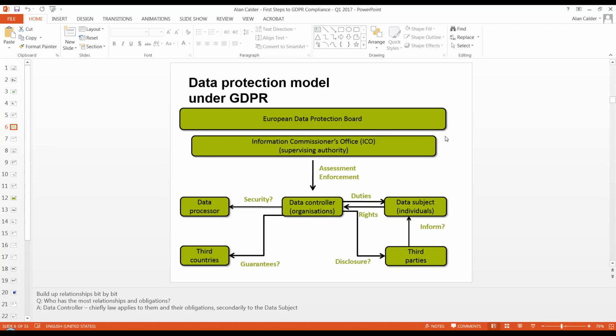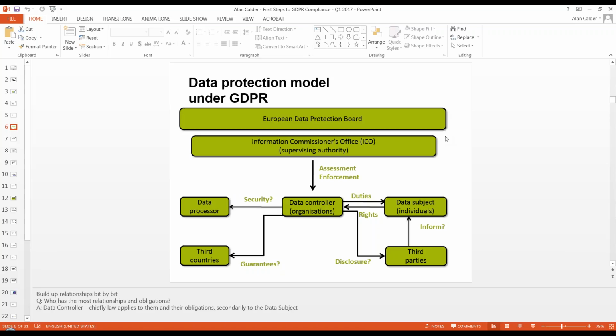Third countries, countries outside the European Union, give particular issues because from an EU perspective, the data protection regime is not what it could be in those countries, and so it's more complex to transfer data to those countries. In fact, without taking specific actions, it is illegal to transfer to third countries. We'll touch on that at the back end of this webinar.